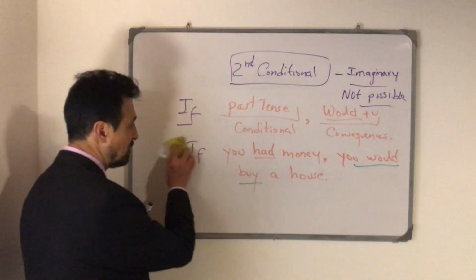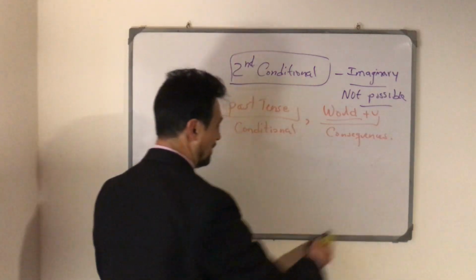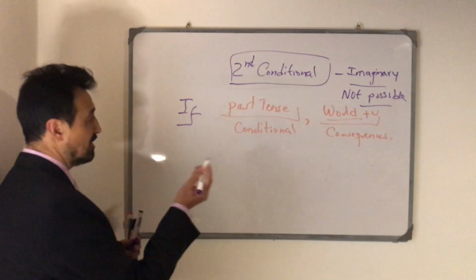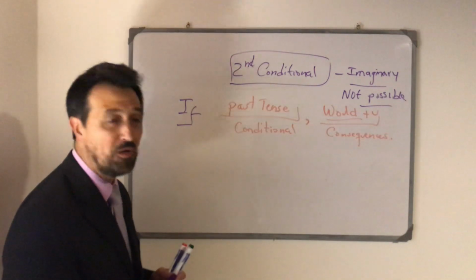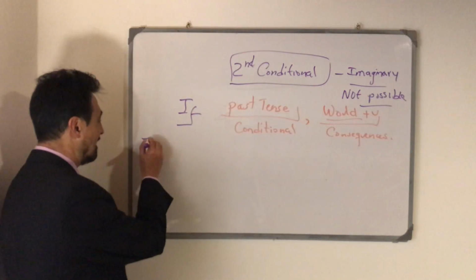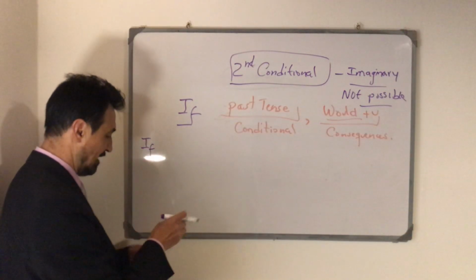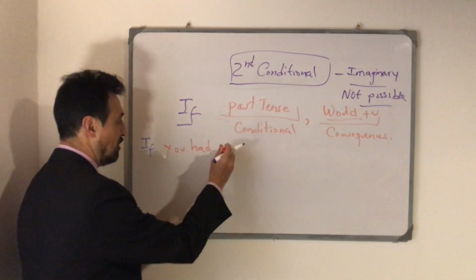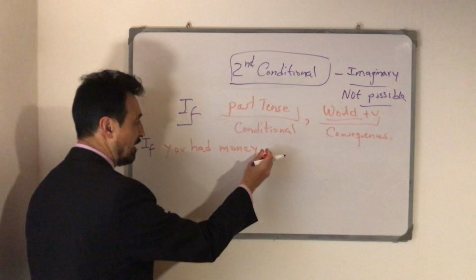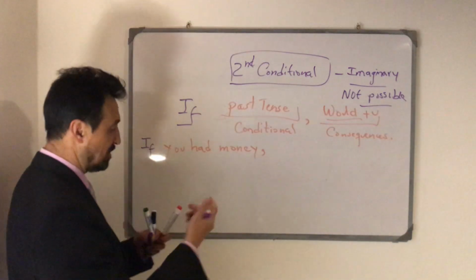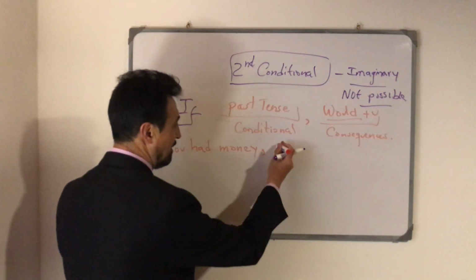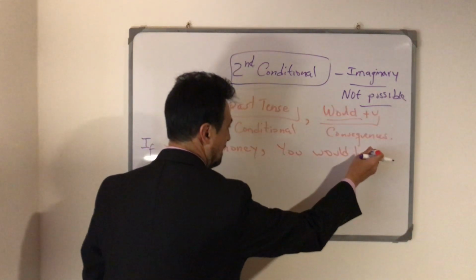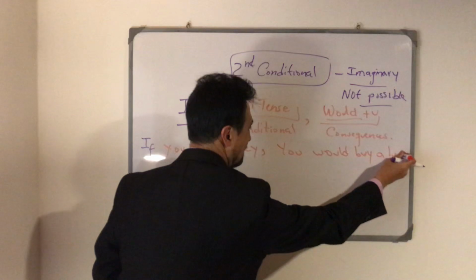But pay attention to it. Sorry, because the board is so small, but okay, I'll try to explain that again. The example is: if you had money, that is the first part, and you put a comma, then you say the second part. What happened? You would buy a house.